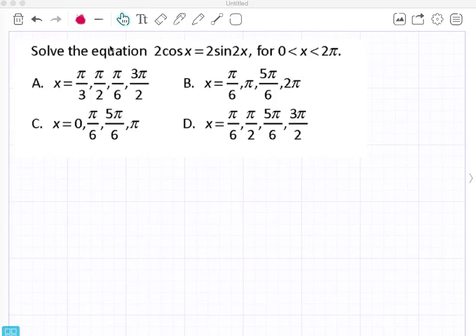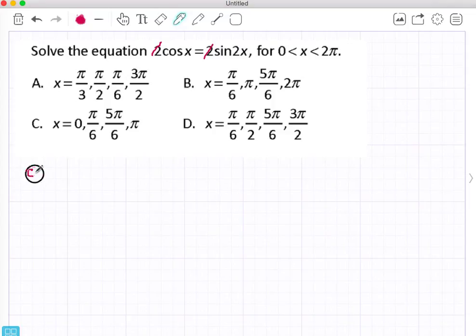Okay, this is from one of my daily questions for standard level, and we're trying to solve this equation for 0 to 2 pi. Now, the first thing is we've got a 2 and a 2, so I'm going to actually just get rid of these two 2's. They're just a bit confusing. So I'm left with cosine x equals sine 2x.